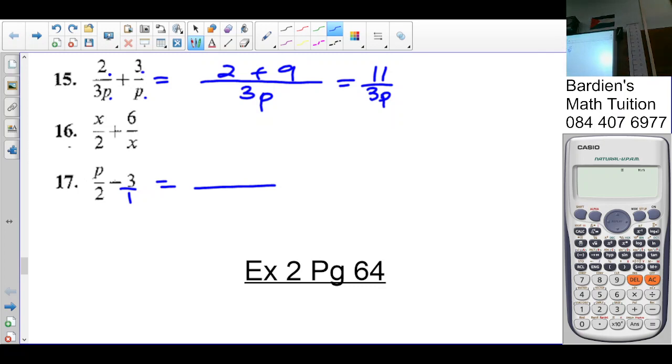So what's the LCM? 2. So you multiply that by 1. 1 times P, P. 1 times what is 2? 2. 2 times 3 is 6. Can I add or subtract them? No. Why? Unlike terms.